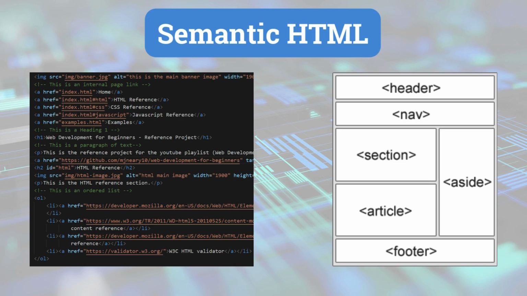We can see here on the right semantic elements: the header, nav, section, article, aside, and footer. The document on the right is well structured. The document on the left is not semantically structured.